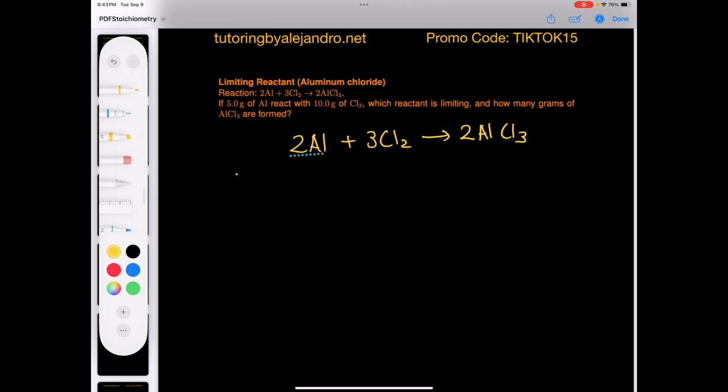Okay, so we have 2Al on the left, and we have 2Al on the right. And then we have 3 times 2 gives me 6Cl on the left. And then 2 times 3 gives me 6Cl. Okay, so everything checks out. That's good.